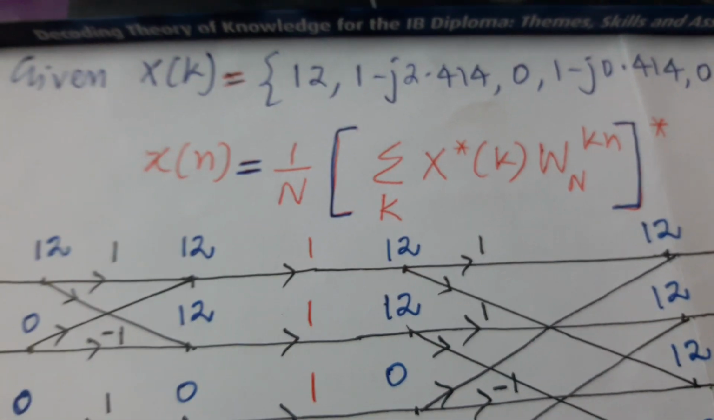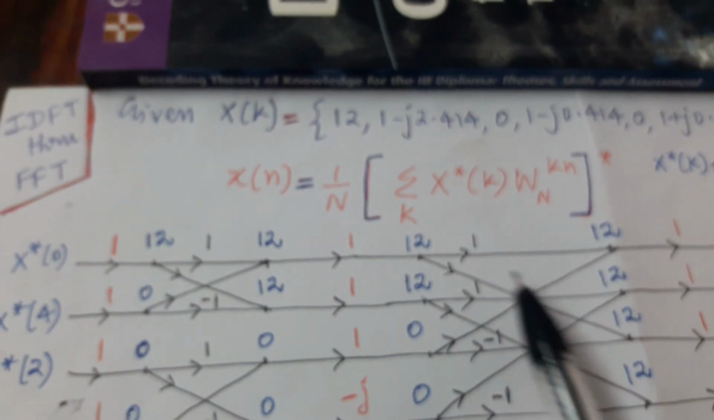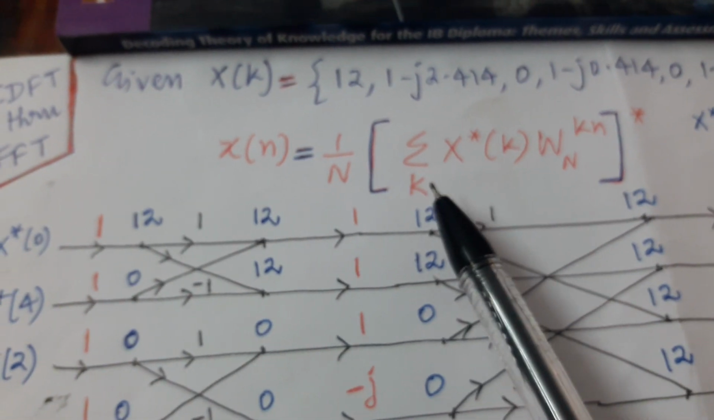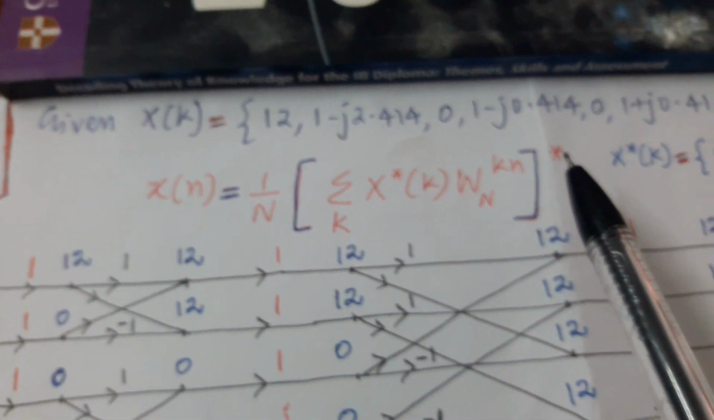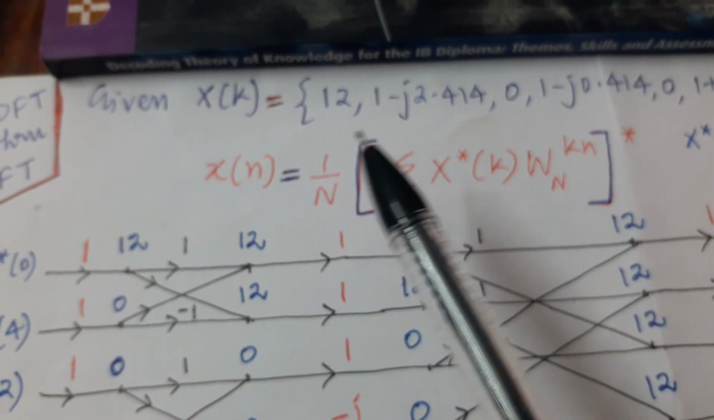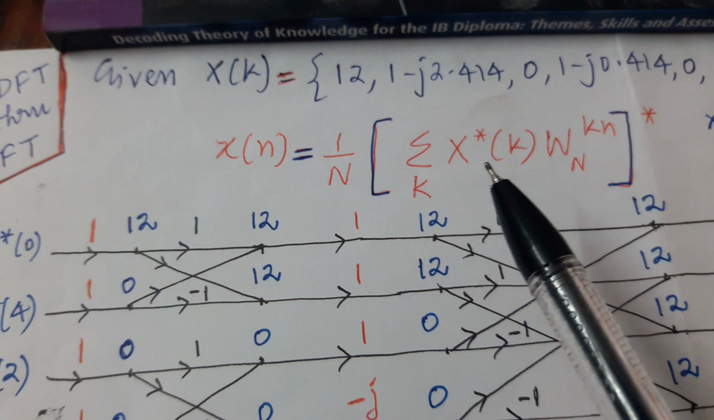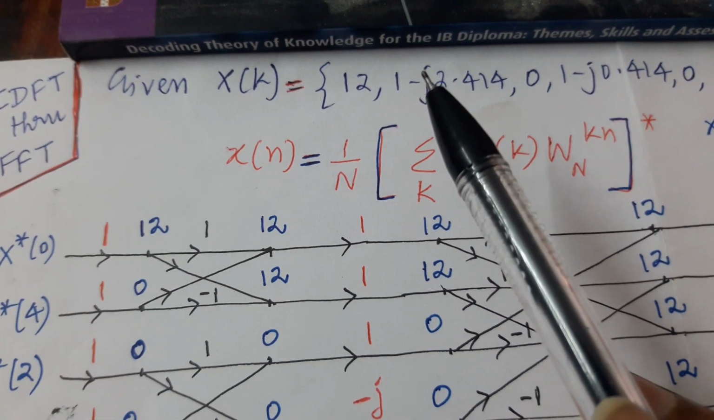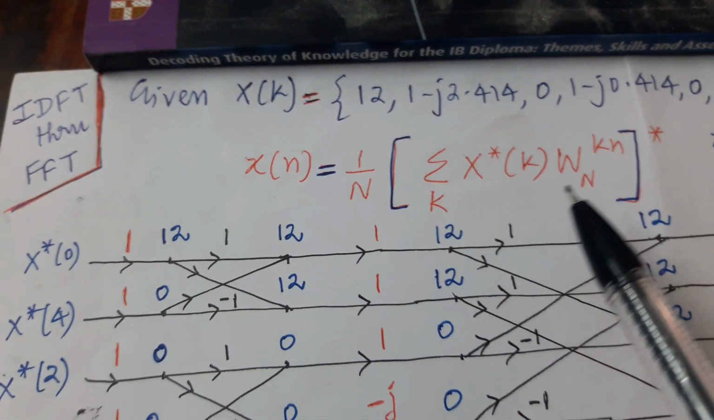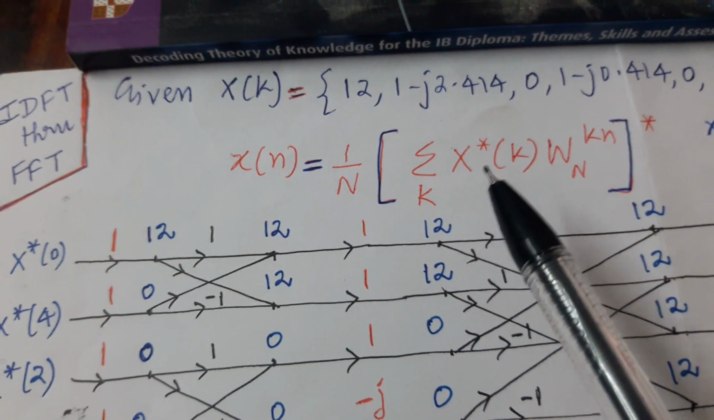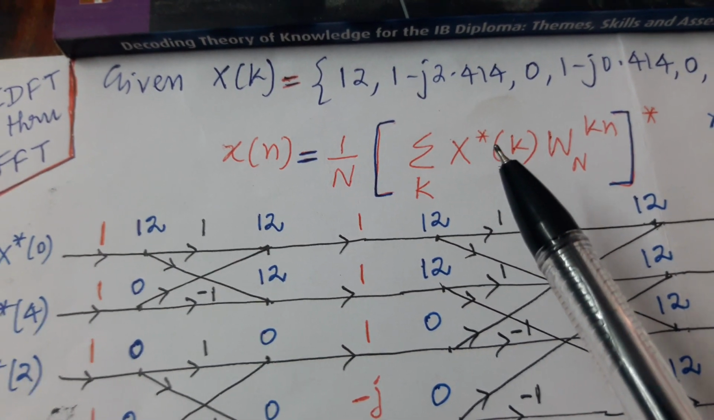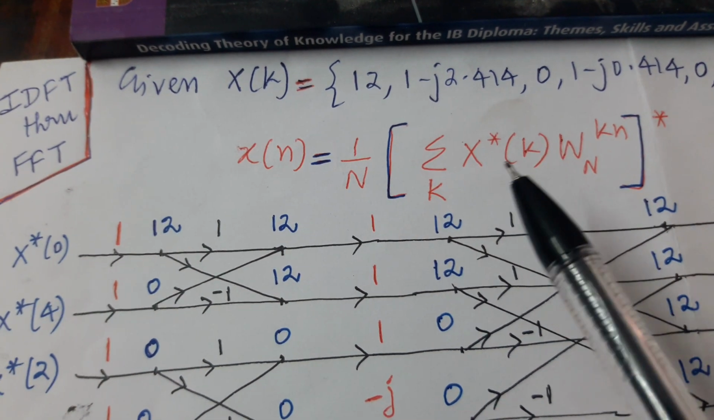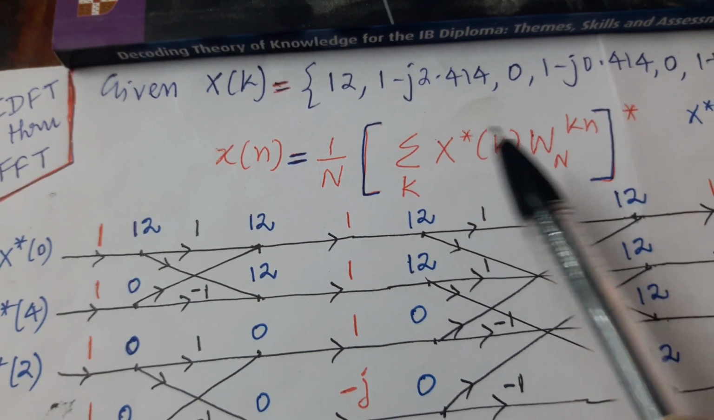The formula is x of n equal to 1 by N sigma k is equal to 0 to N minus 1 X star of k W N power kn, whole star. That means what are the steps involved? If X of k is given, first we have to find X star of k, which is the conjugate of X of k. Then we have to find the DFT. This is the DFT formula. Usually we will have x of n here, that means it will be DFT of x of n, but since we have X star of k, this will be DFT of X star of k.